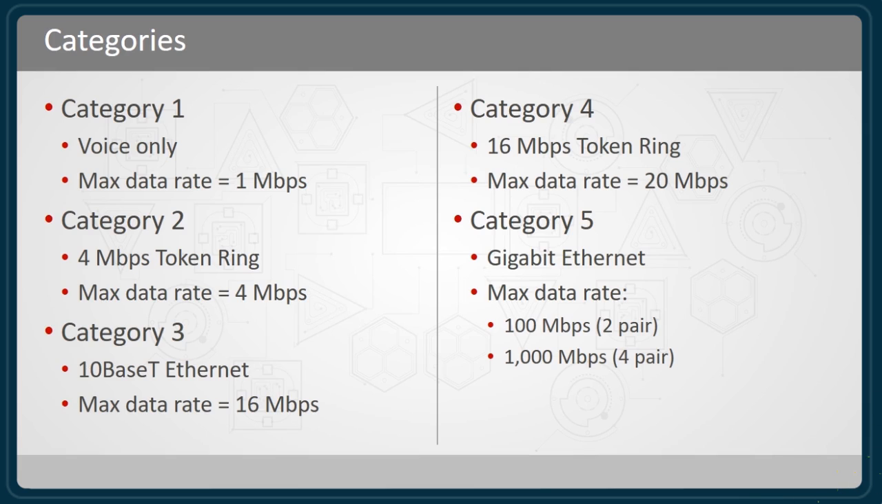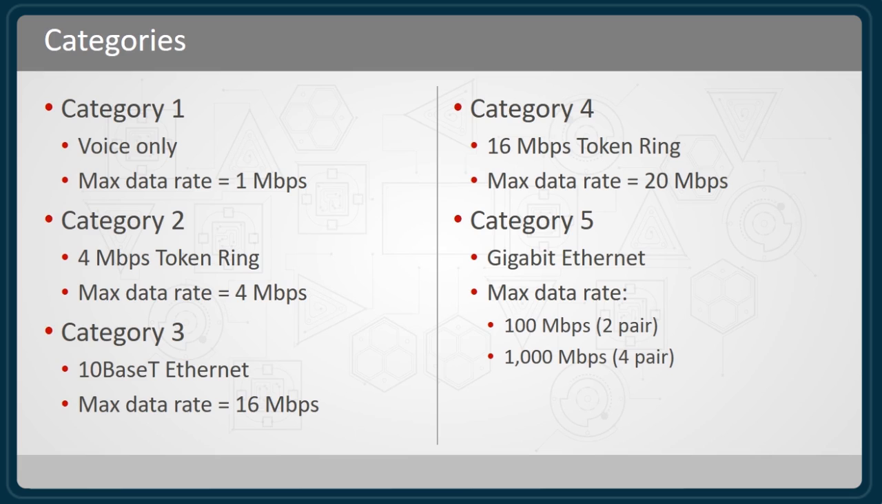Now, it did actually have a maximum data rate of 16 megabits per second, but that typically was only over very short distances under perfect conditions. So overall, you could expect 10. So again, the name, 10 base T. Category 4, 16 megabit per second token ring. Again, a maximum of 20 over short distances, perfect conditions, things like that. But in general, you could expect 16.